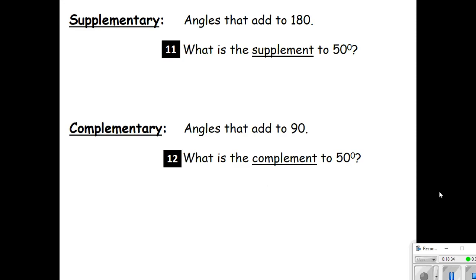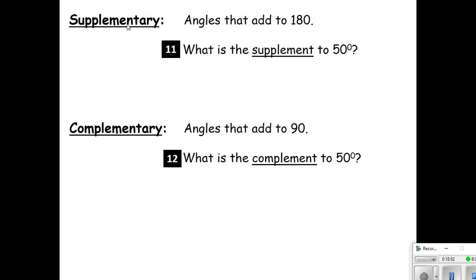Okay, the last thing we're going to talk about are supplementary angles and complementary angles. They're very easy ideas, but the words sound similar to each other, so people tend to mix them up. This is worth writing down somewhere. Supplementary angles are angles that add to 180, and complementary angles are angles that add to 90.